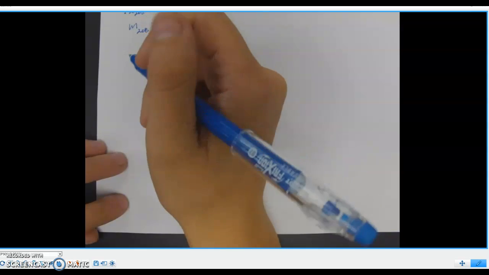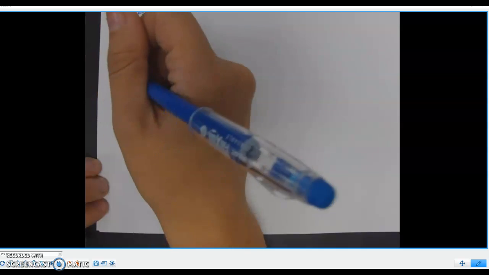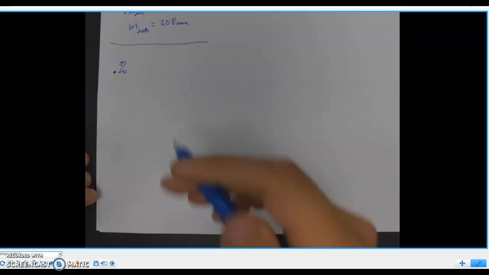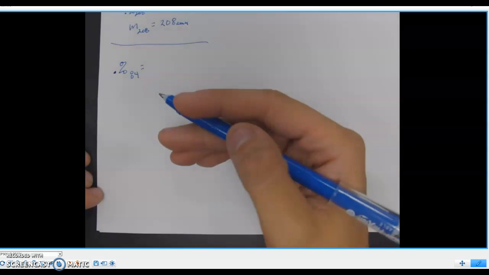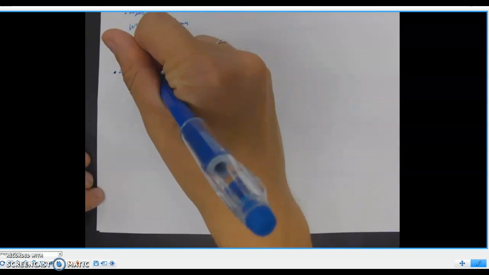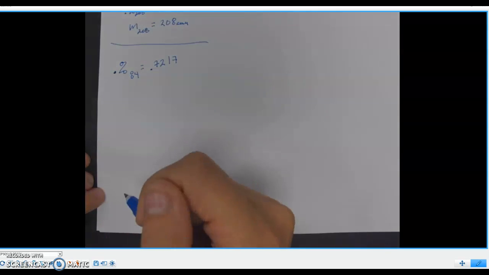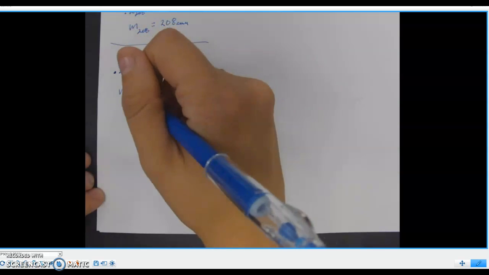So we know that the percent abundance for rubidium 84 is 72.17%, okay? And so if I'm going to put that in its decimal form, I'm going to divide by 100 or move my decimal to the left 2 times, so that'd be 0.7217.